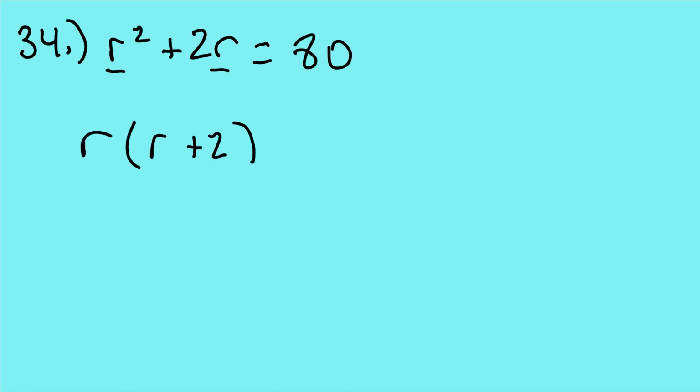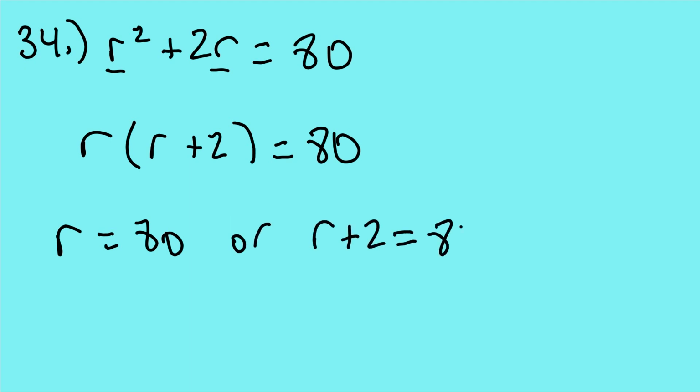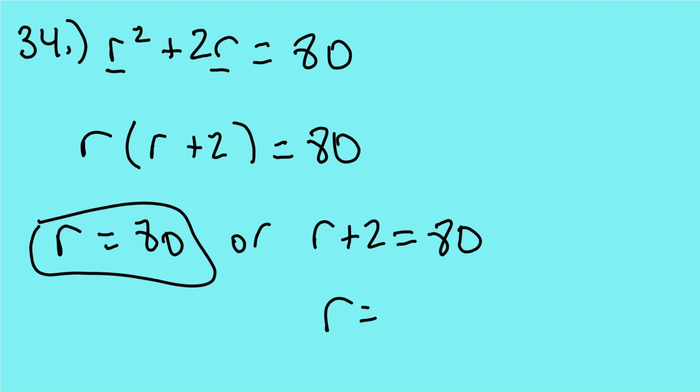That's it for 32. 34, I have r squared plus 2r equals 80. All right. They both have an r in common, so I say r times r plus 2 equals 80. Now I'm going to say r equals 80 or r plus 2 equals 80. So my second answer is r equals 78, because I have to subtract 2 from both sides. And that's it for 34.